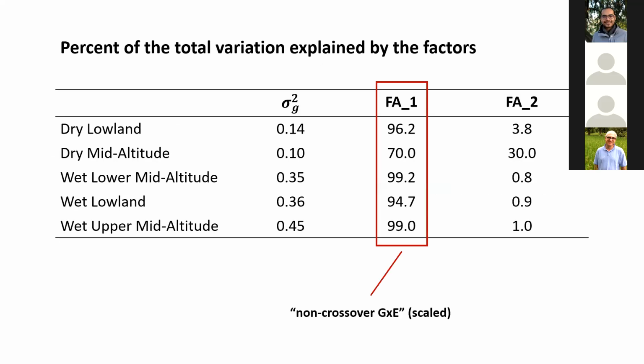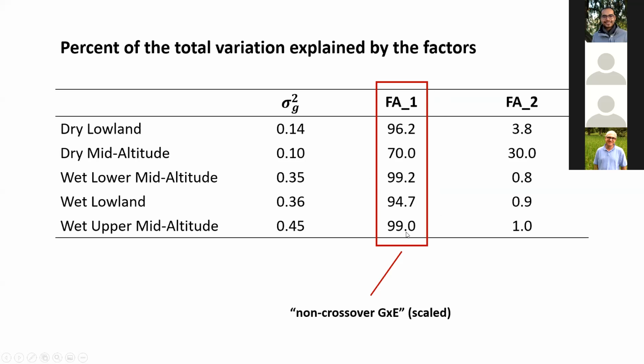So I would like to conclude with this slide, which already becomes a bit more complicated. It is the result of the factor analytic model. What we see here is the percent of the total variation explained by the first two factor analytic model factors that we calculated. You can think of it a bit like a principal component analysis, and it tells you how much of the total variation is explained by the first and by the second factor. And the genotypes within these environments react to it with a certain sensitivity.